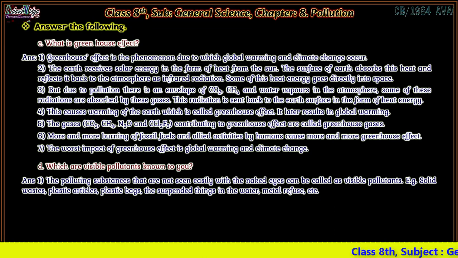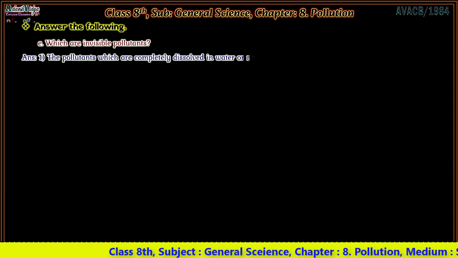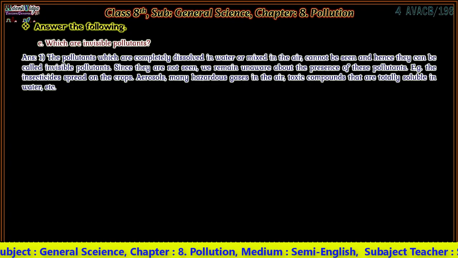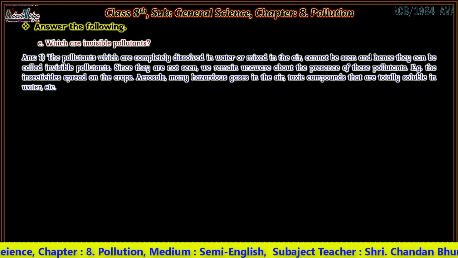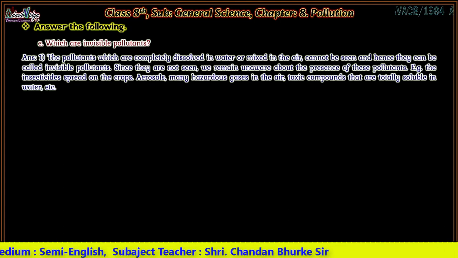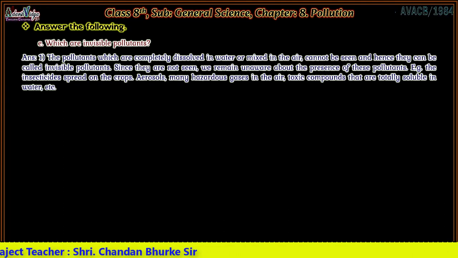Question 6. Which are invisible pollutants? Answer: the pollutants which are completely dissolved in water or mixed in the air, cannot be seen, and hence they can be called invisible pollutants. Since they are not seen, we remain unaware about the presence of these pollutants. E.g. the insecticide spread on the crops, aerosols, many hazardous gases in the air, toxic compounds that are totally soluble in water, etc.